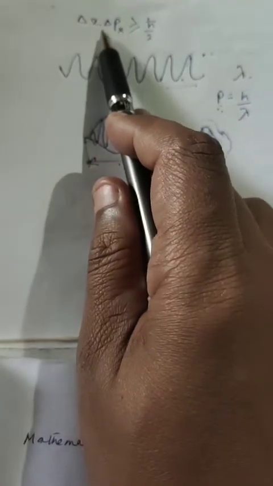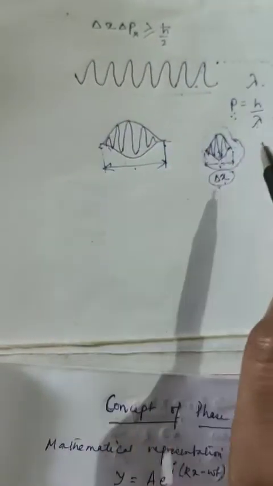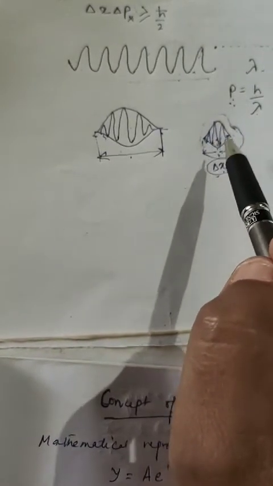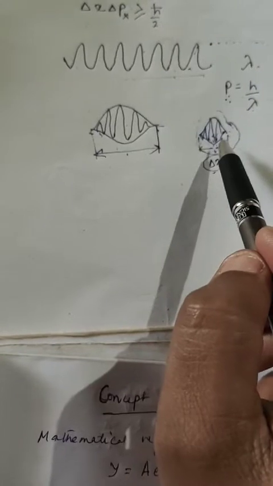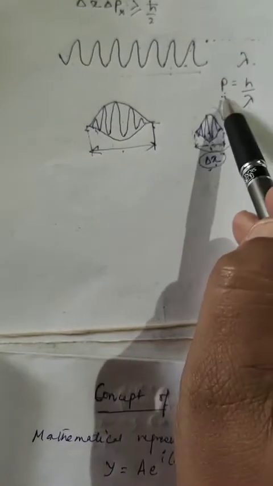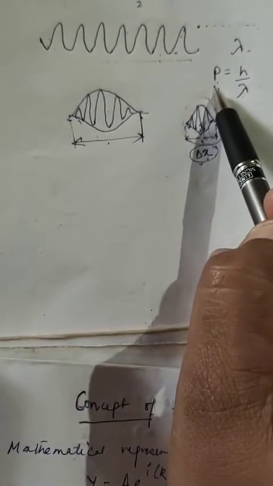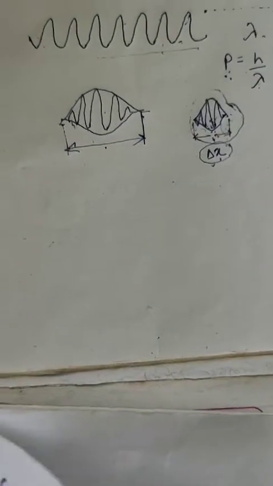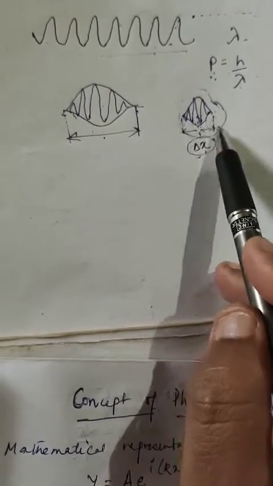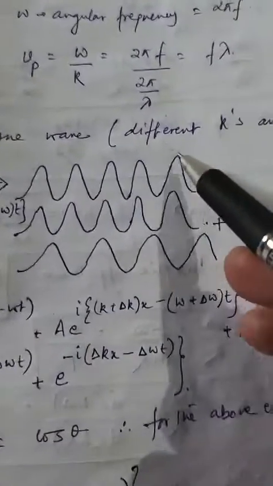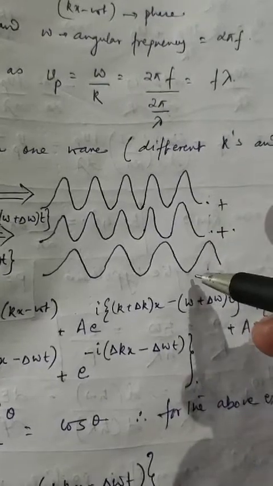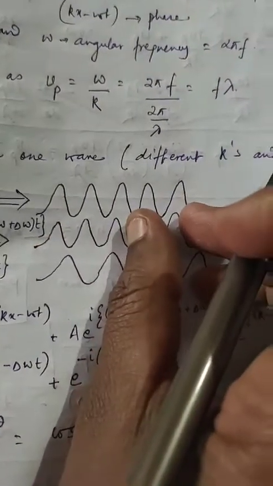So uncertainty in position is lower, but in making the wave packet more and more localized, you have to add more and more waves of different wavelengths. And since you are adding waves of different wavelengths, you are not sure about the wavelength. And since you are not sure about the wavelength, you are also not sure about the momentum. So in order to make the wave packet more and more localized, you need to add more and more waves of different wavelengths. Waves of different wavelengths getting added up will give you a localized wave packet.